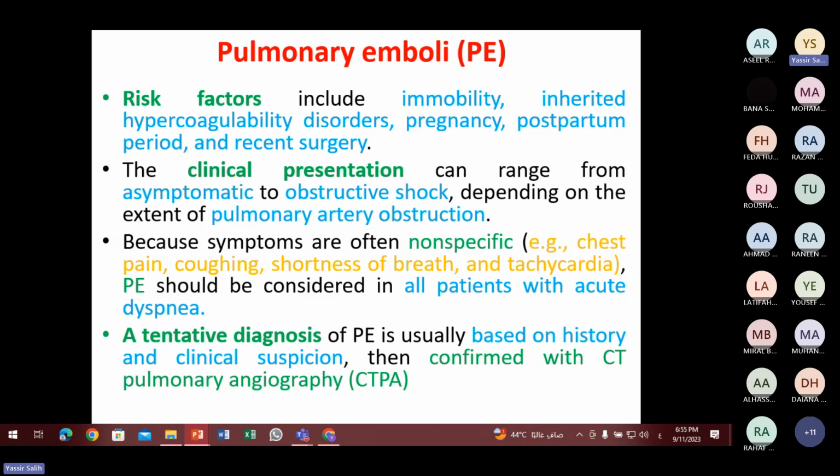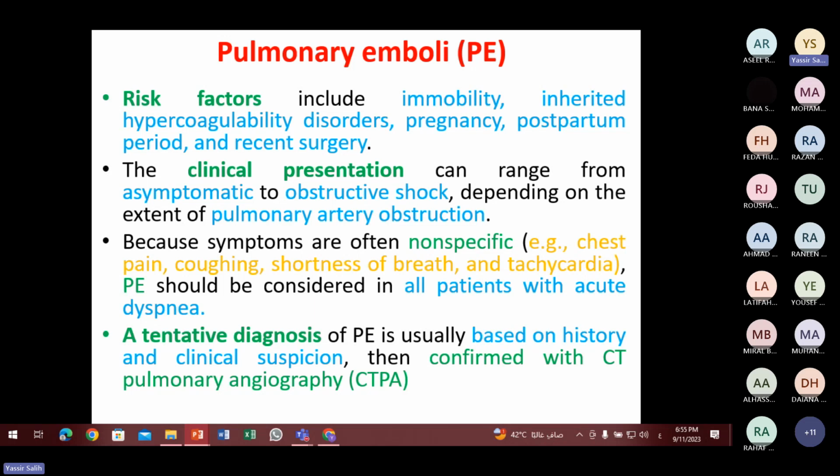The patient may be asymptomatic, and with pulmonary embolism the patient may be asymptomatic or may present with shock, obstructive shock, according to the degree of obstruction of the pulmonary arteries. These symptoms are sometimes non-specific, and because this is an emergency, any patient presenting with chest pain, cough, shortness of breath and tachycardia, pulmonary emboli should be considered and excluded.